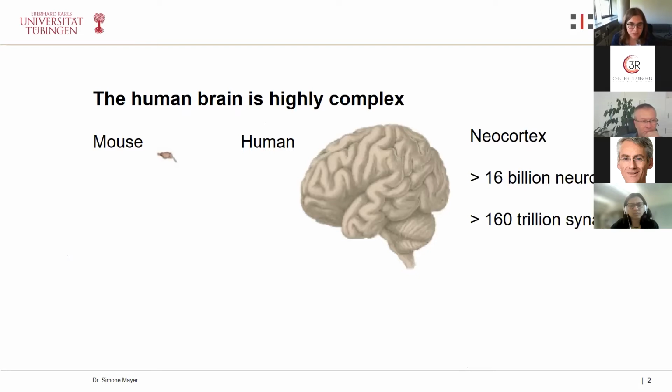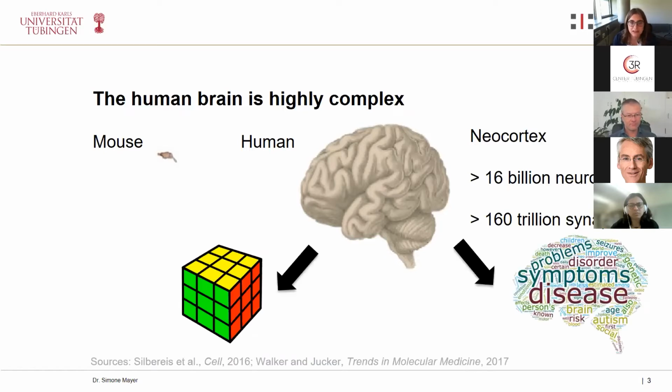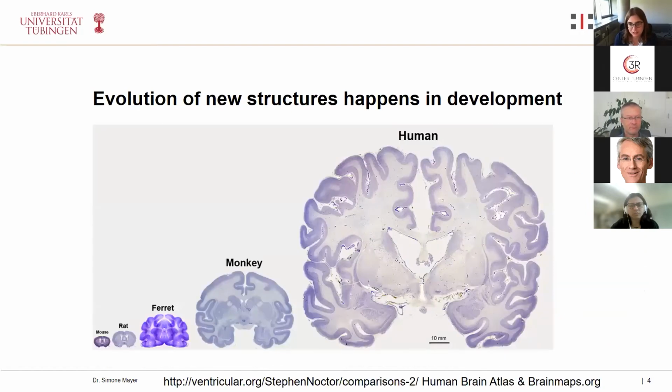Why can we not use a mouse brain? I think you can appreciate from this two-scale depiction of the size of the mouse and the human brain that the human brain is much larger than the mouse brain. In particular, the neocortex in the human is composed of more than 16 billion neurons that connect to each other at more than 160 trillion synapses. So it is this mind-boggling complexity that has allowed the complex cognitive traits of our species, but may also have come with diverse neurological and psychiatric disorders. And this is where, at least for me, the motivation really stems from.